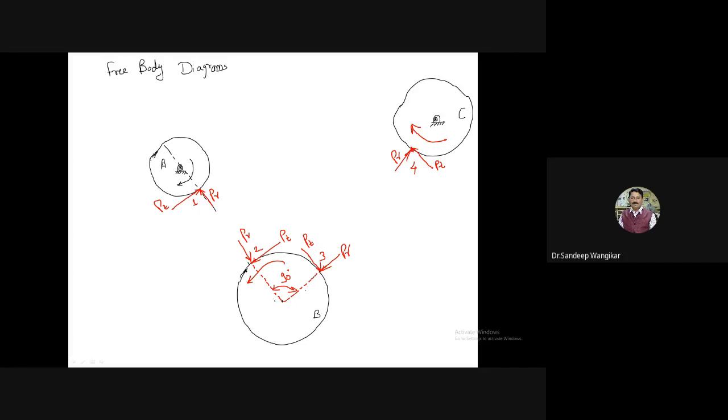Now let us consider between B and C. For B and C, B is the driver and C is the driven. So B is rotating in anti-clockwise direction, then C will rotate in clockwise direction. Therefore, PT will be in the direction of rotation at point 4. PT I have shown, and at point 3 I have shown opposite to it. And PR at points 3 and 4 is directed toward the center. So this is the free body diagram which we have considered.